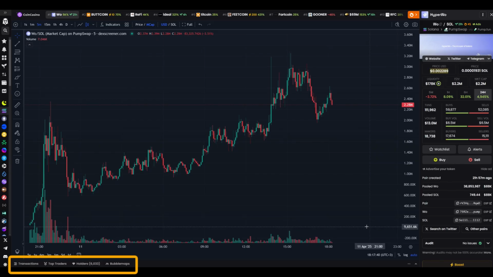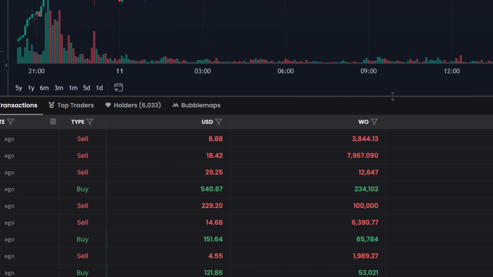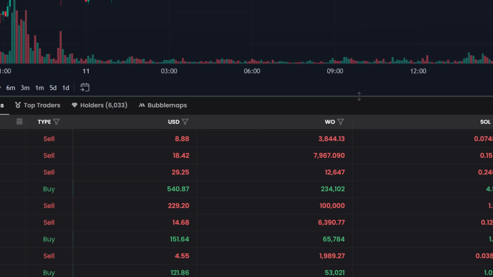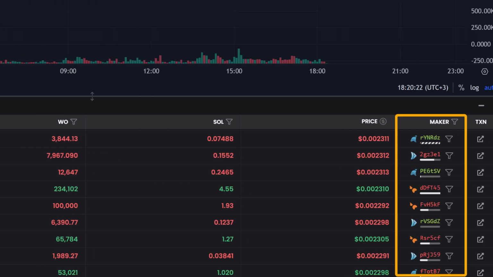Now let's scroll to the tabs below the chart. The first, transactions. I open it and here's what's in front of you. First column, the time of the last deal. Second, type, buy or sell. Third, amount in dollars, how much was spent. Fourth, number of tokens, how many were bought or sold. Fifth, deal price. Sixth, wallet, who did it. Buys are green, sales are red.